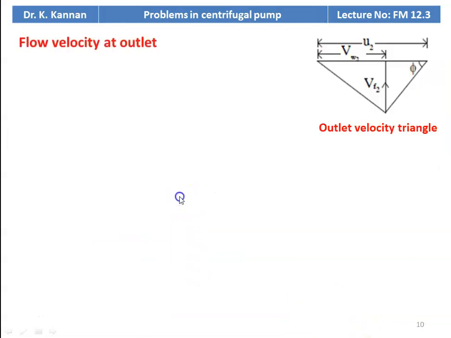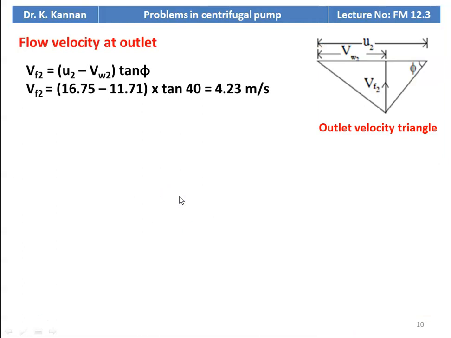So referring to the outlet velocity triangle, the flow velocity at the outlet, Vf2 equal to U2 minus Vw2 into tan phi. So U2 minus Vw2 into tan phi gives the Vf2. So Vf2 equal to 16.75 minus 11.71 into tan 40 equal to 4.23 meters per second.